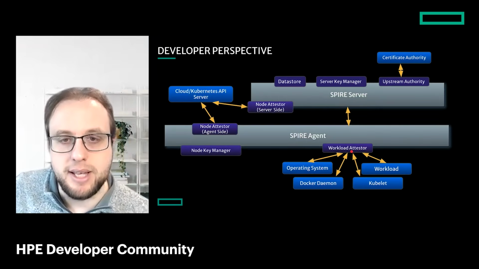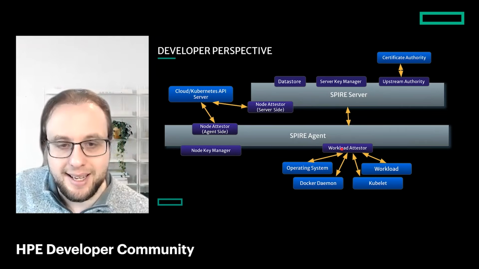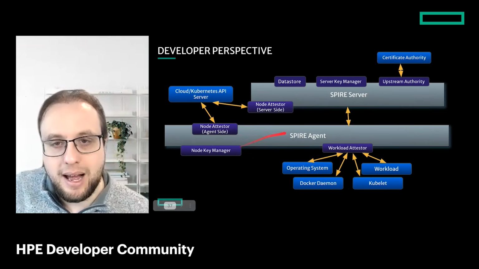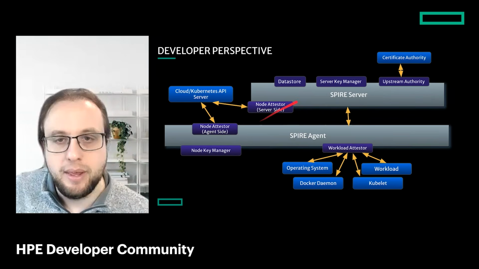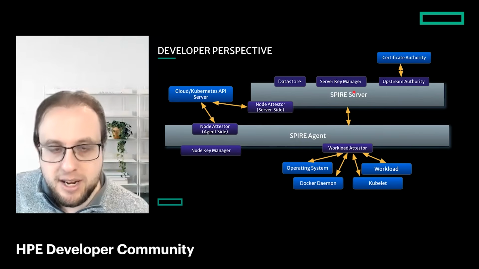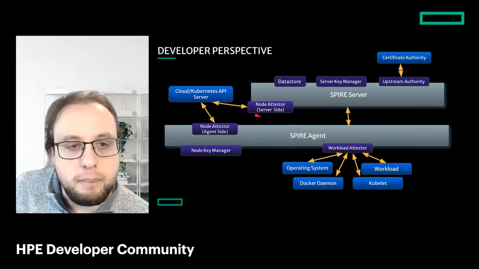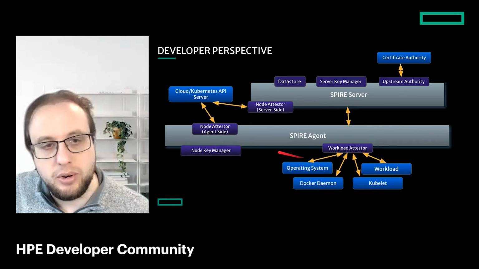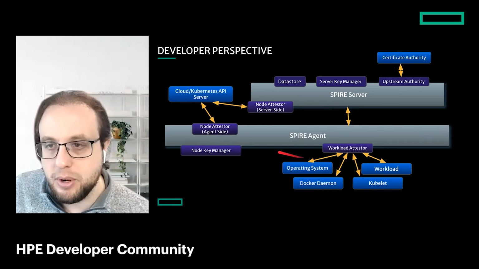So I'm actually going to skip this. This is a little bit about the internal architecture. All this is trying to say is every component of Spire is pluggable. So you can replace the upstream certificate authority. You can replace the key manager, like I said before. You can replace how node attestation works, like you could write something specific for your organization.